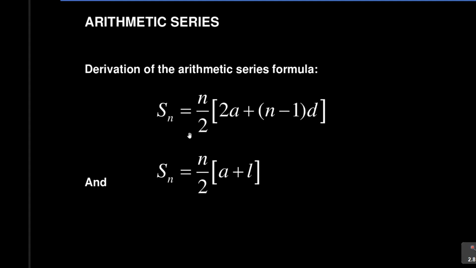So we're proving this formula: Sn is equal to n over 2 times (2a plus (n minus 1)d), as well as Sn is equal to n over 2 times (a plus l). Remember, n is the number of terms, a is the first term, and d in this case is the common difference. In the last one, a is the first term and l is the last term, and n is the number of terms. When you're talking about Sn, we mean the sum of terms.